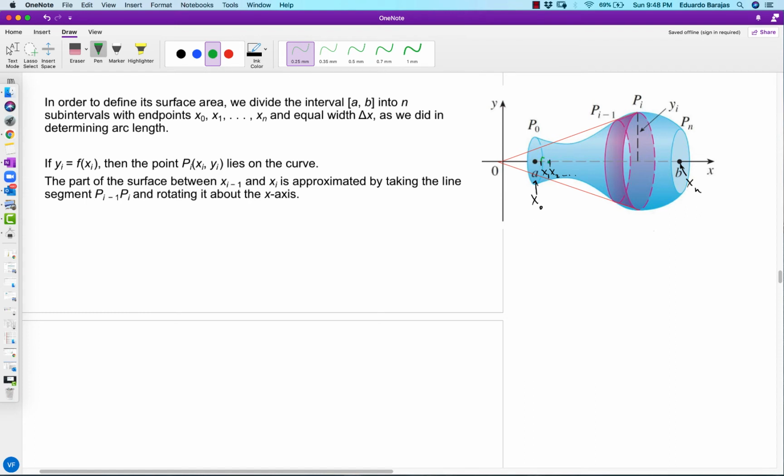So the width right here will be delta x. And then if I went out to the very last one, x sub n, right before it is x sub n minus 1. X sub n minus 1 would be that guy right there. And the little gap between those is still going to be delta x. Okay, now let's look at somewhere in the middle, right?